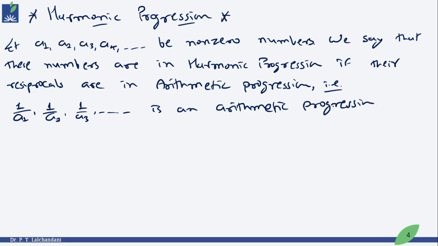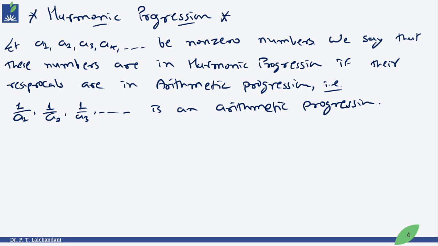Okay, so see here. We begin with the numbers A1, A2, A3, A4 and so on, and we are considering only non-zero numbers. Now we can observe why we are considering only non-zero numbers: to define harmonic progressions we are saying that the reciprocals are in arithmetic progression. So in order to take the reciprocals we are taking A1, A2, A3 to be non-zero numbers, right?